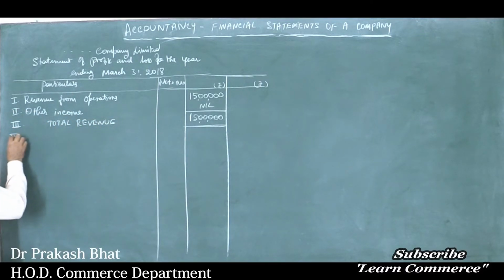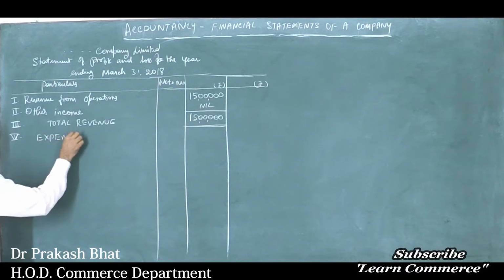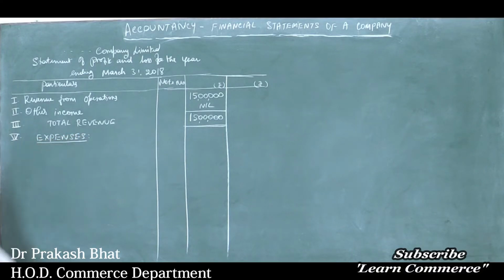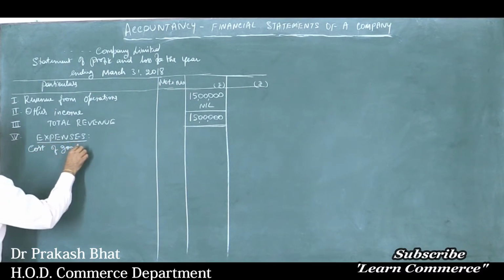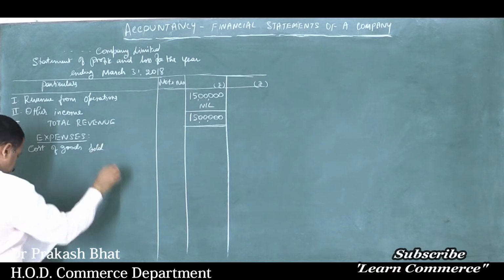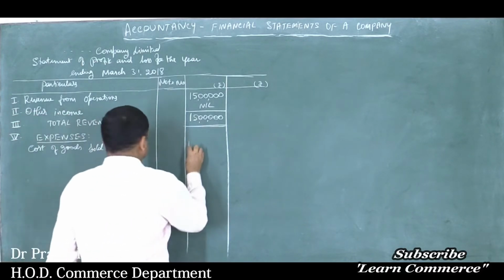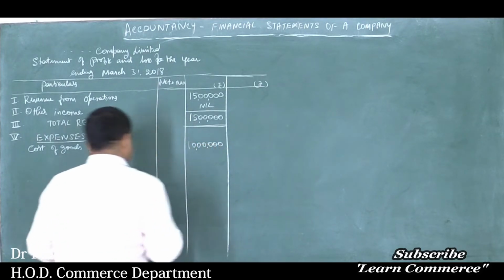Now the fourth one, expenses. Under that, cost of goods sold. Cost of goods sold, 10 lakh.